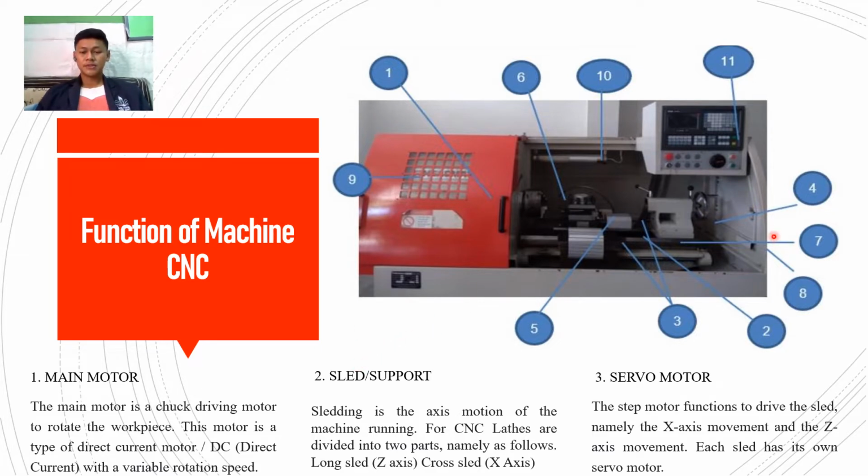Two, blade motor, blade or support. This is the blade or support. The leading is the axis motion of the machine running. CNC lathes are divided into two parts, namely as follows: long sled, Z axis, and cross sled, X axis. Three, servo motor. The servo motor functions to drive the sled, namely the X-axis movement and the Z-axis movement. Each sled has its own servo motor.